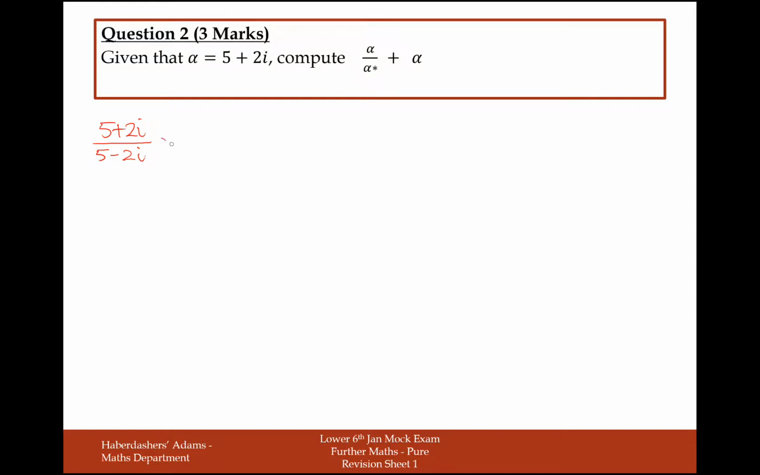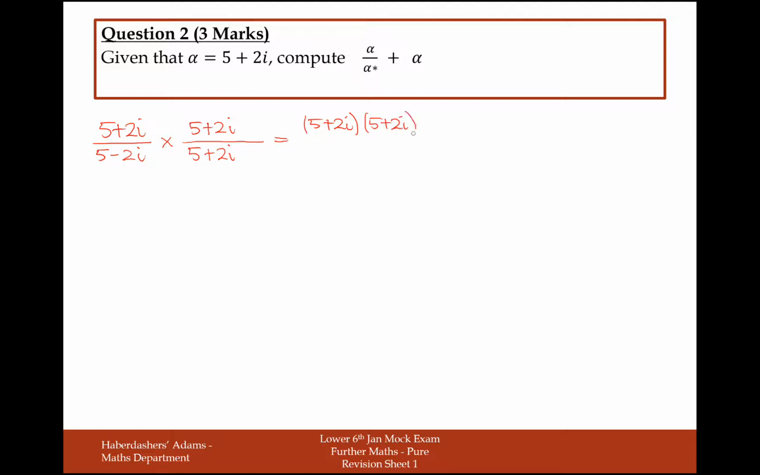I've got i on the bottom of a fraction, which I don't really like. It makes it complicated to add together with that alpha at the end. So I need to effectively rationalise, or get rid of the i's on the bottom of my fraction. And the way I do this is timesing by the complex conjugate again, 5 minus 2i. So minus will change to a positive. And so that I don't change my complex number, I need to times by 5 plus 2i on the top as well.